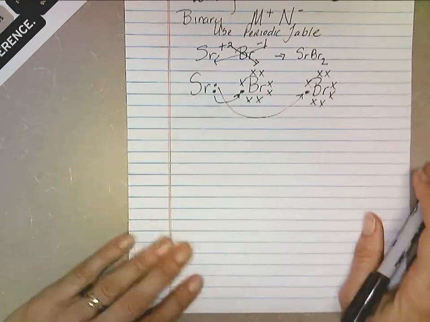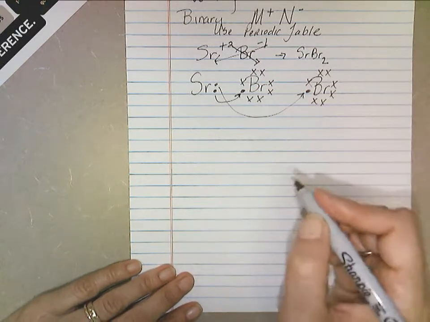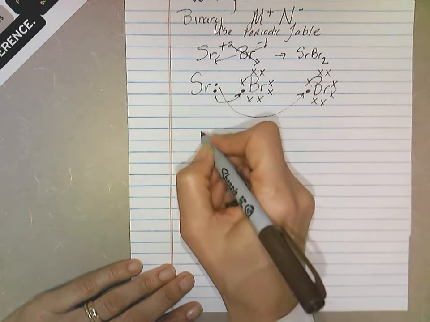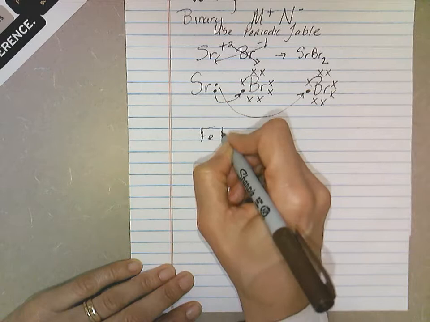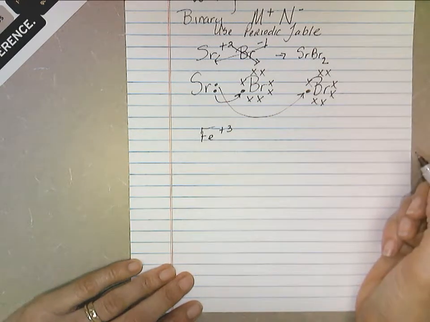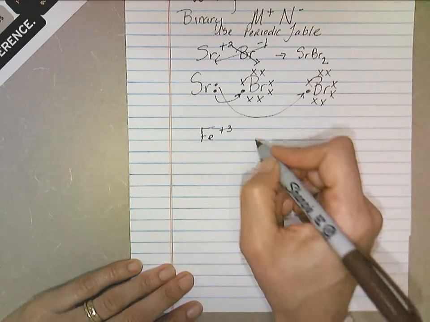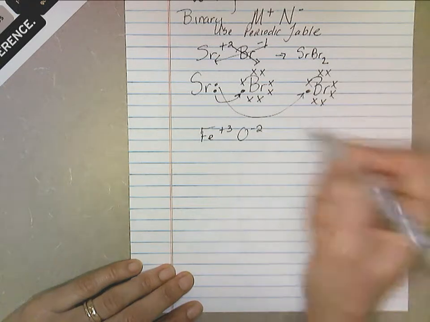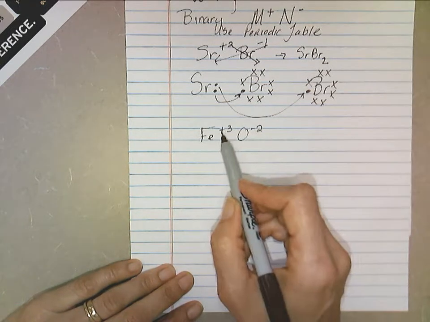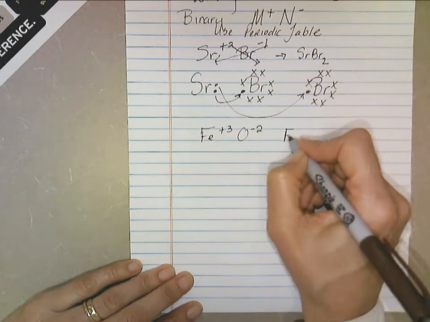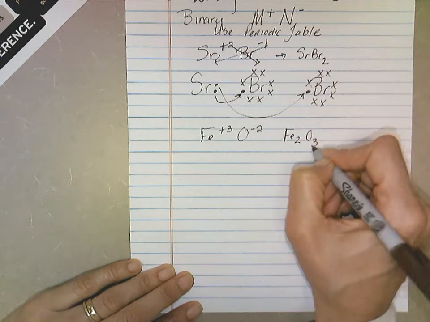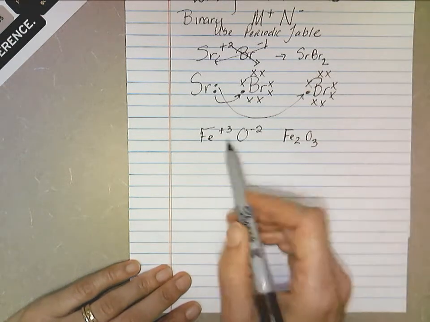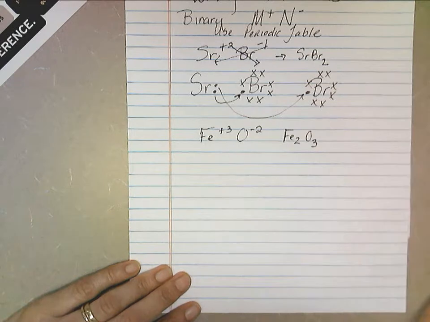I will do one more with a transition metal. Let's do iron 3. And let's react it with oxygen. So I cross the charges. I get Fe2O3. The 3 goes there, the 2 goes there.